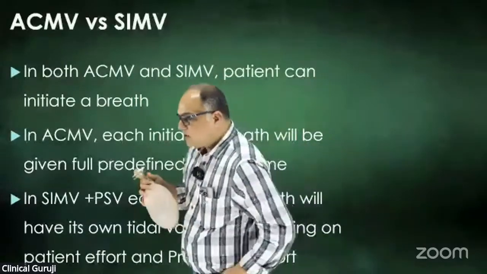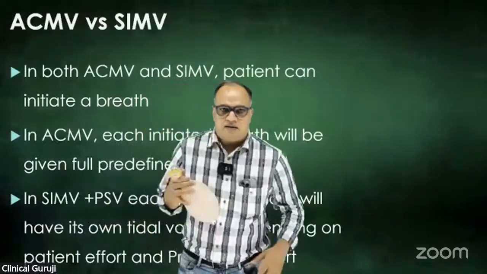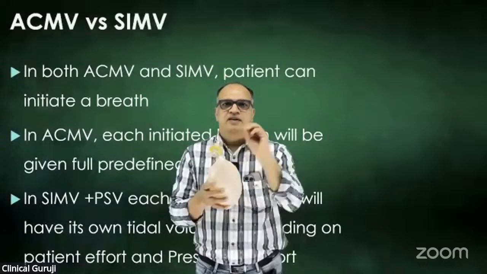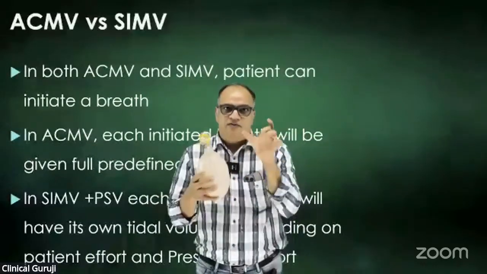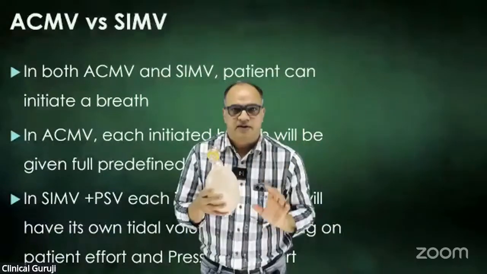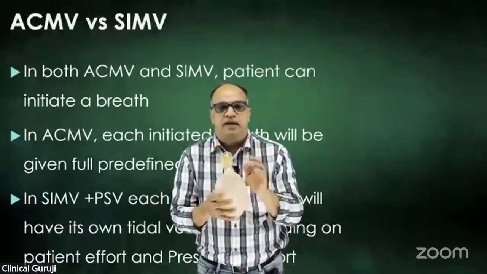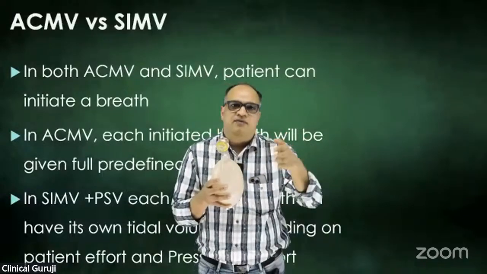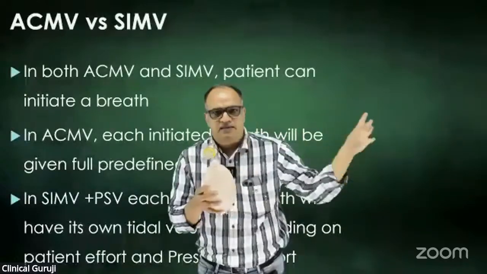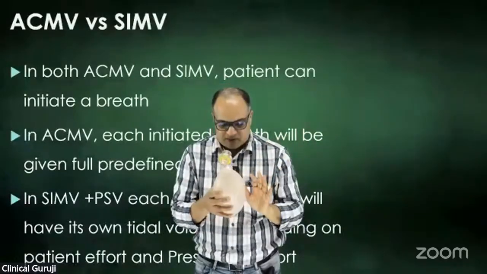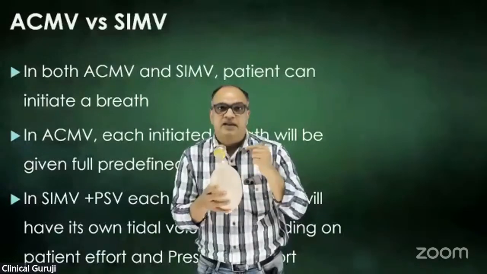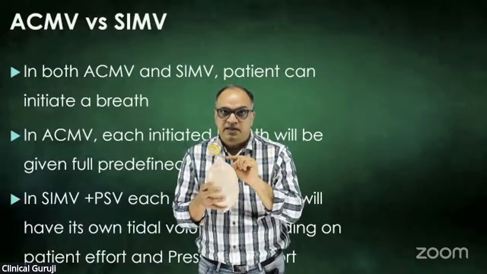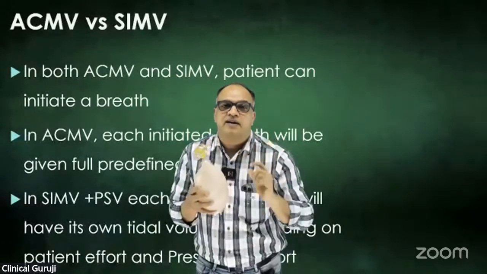In SIMV plus pressure support, first let's understand SIMV plus pressure support. We have decided 500 into 12. So every 5 seconds, one breath will be delivered. If the patient does not make any move, the ventilator will keep giving 500 ml tidal volume every 5 seconds. Fine. Let's keep it out of the picture now. If a patient initiates a breath, then the ventilator will decide if it is a spontaneous breath or if it is coming too close to the mandatory breath time.